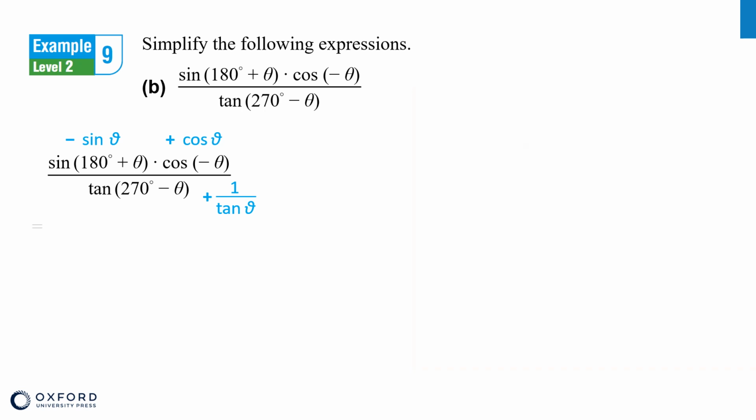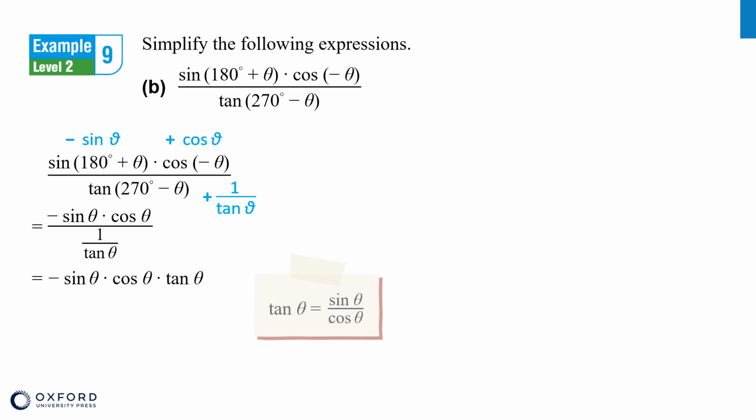Now we've simplified the 3 ratios to get negative sine of theta times cosine of theta divided by 1 over tangent of theta. Dividing by 1 over tangent of theta is equal to multiplying by tangent of theta. Then we rewrite tangent of theta as sine of theta over cosine of theta. We can cancel cosine of theta. The final answer is negative sine squared of theta. That's it.